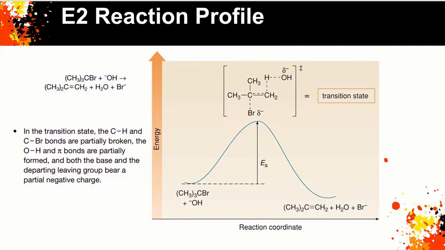All right, so what about our elimination reaction on the energy profile diagrams? Are they similar to the substitution ones? Well, let's see. So this is the E2 reaction profile, and we have a reaction here. Does it look similar to SN2? Yes or no? In the transition state, the carbon hydrogen bond and the carbon bromine bonds are partially broken. The OH and the pi bonds are partially formed, and both the base and the departing leaving group bear a partial negative charge. So let's back up a bit. We're looking at this reaction, an elimination reaction.